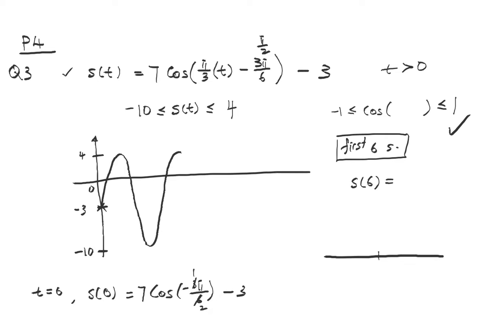Yes, what is the answer? 7, 4. Okay, 4, huh? Okay, so it means it goes like that. So where is 6? In the graph, where is 6? How many cycles can I know?